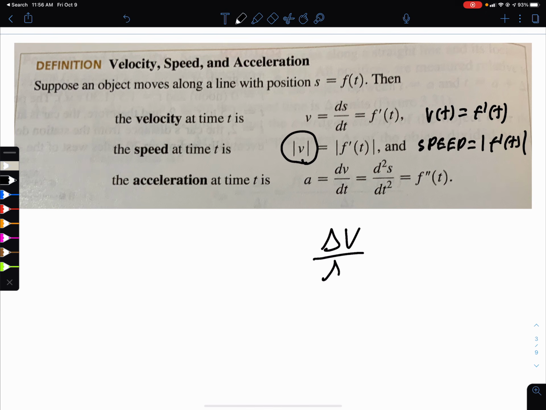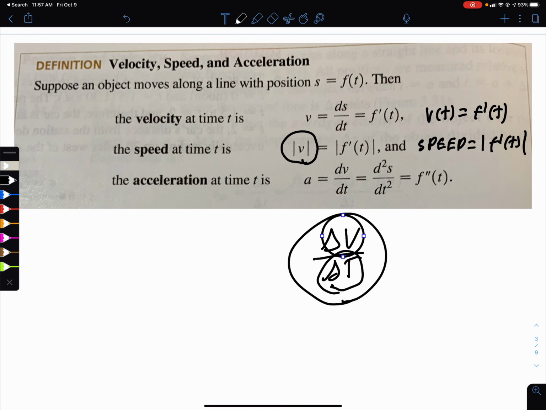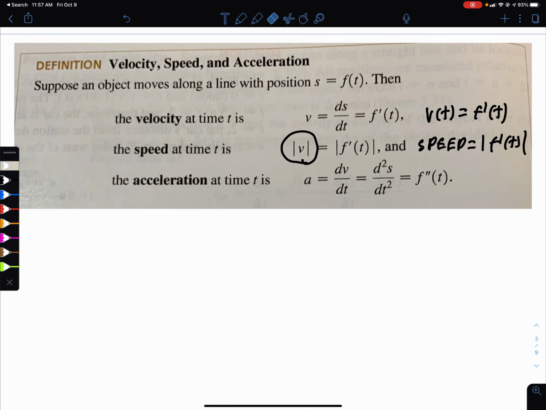Delta v over delta t. That's average rate of change. Over a large period of time, how much did the velocity change? That's average rate of change. But we are looking at instantaneous rate of change. So when you have a little d and a little d there, that tells you at an instant. Now, how does that work? What is velocity? Velocity is the derivative. So if we take the derivative again, that's the second derivative.